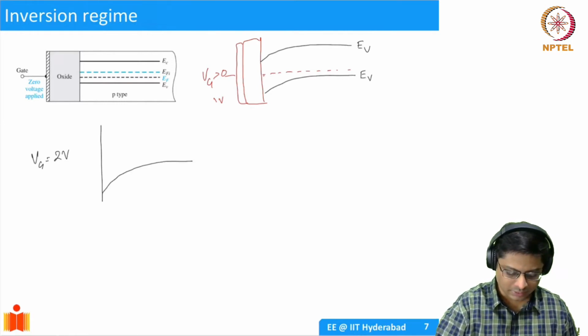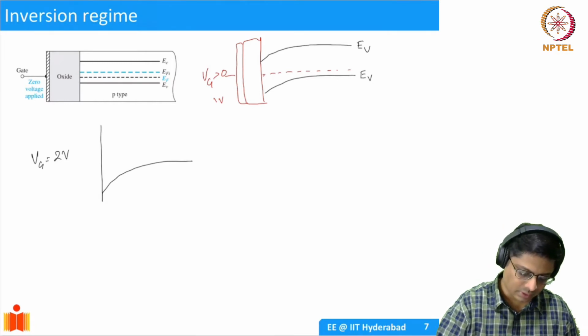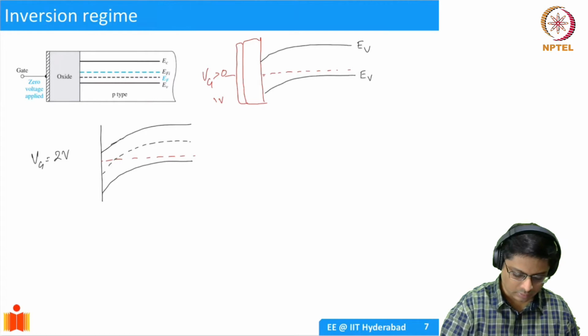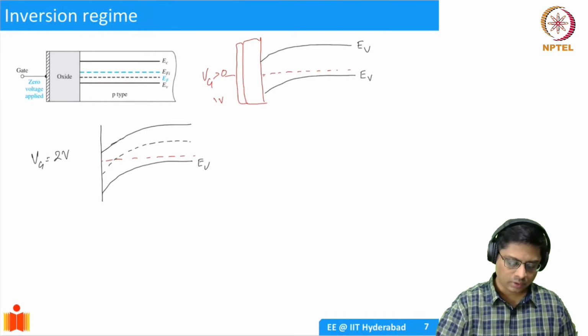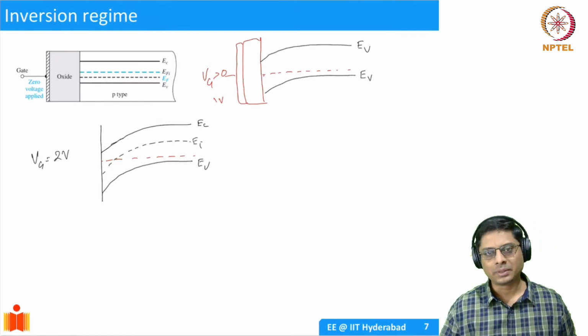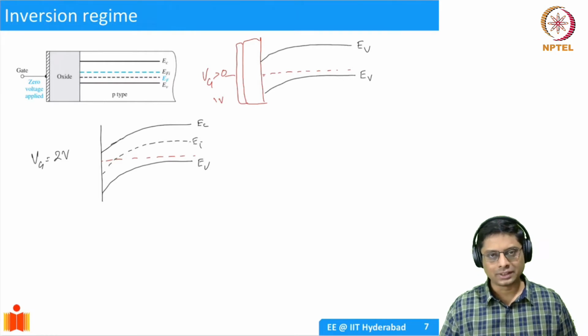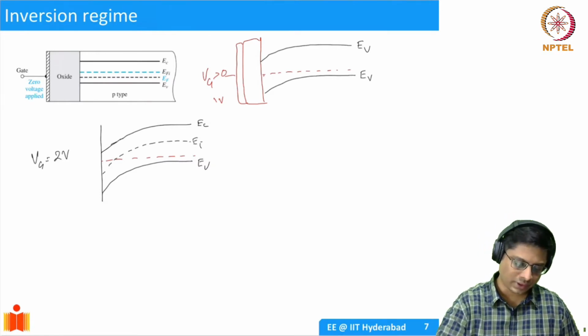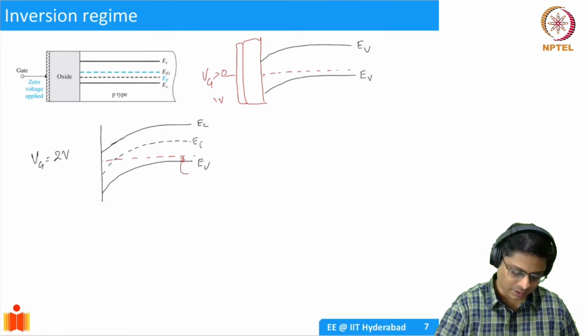So you can have a situation like this, wherein my EF is here, and let's say my EI could be something like this. This is EV, this is EC, EI. In principle, I can deplete it so much that my bands bend in such a way that EF goes closer to EC. So notice here, this is the charge density, my hole charge density.